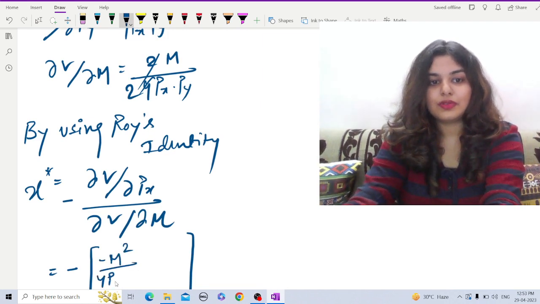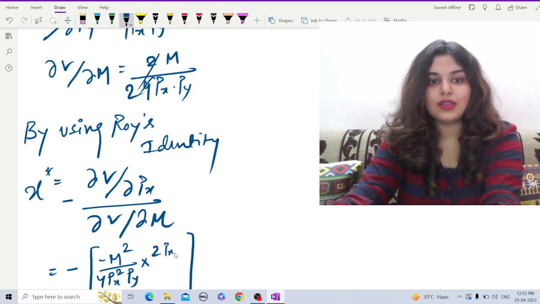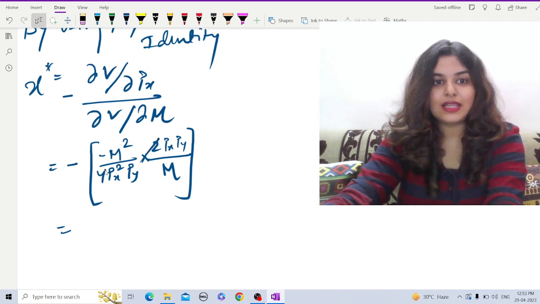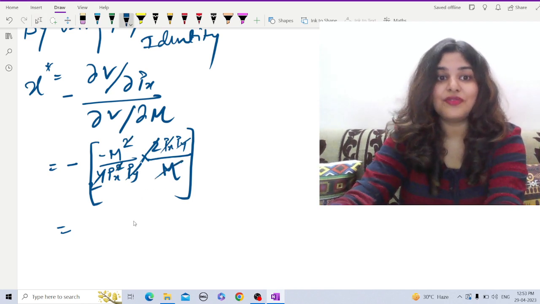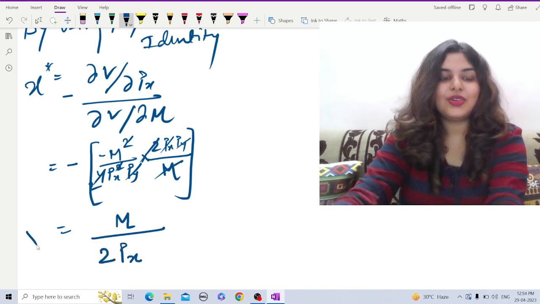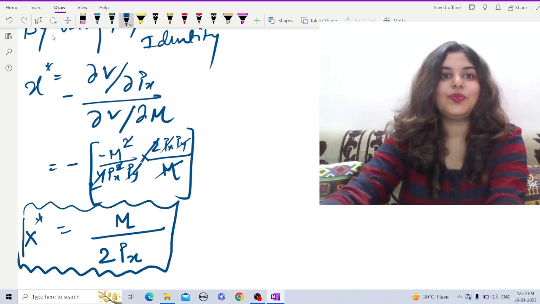Into what is delta v by delta m? So let us take the reciprocal of it. So that is 2px into py by m. Let us simplify. We get, so this 2 gets cancelled, py gets cancelled, px gets cancelled, this square gets cancelled, and this m gets cancelled, and we are left with m by 2px. So the ordinary demand function is m by 2px.